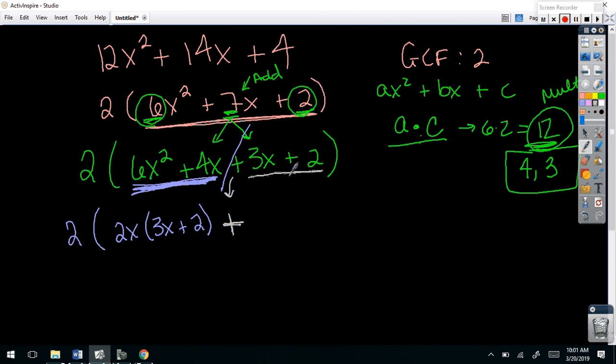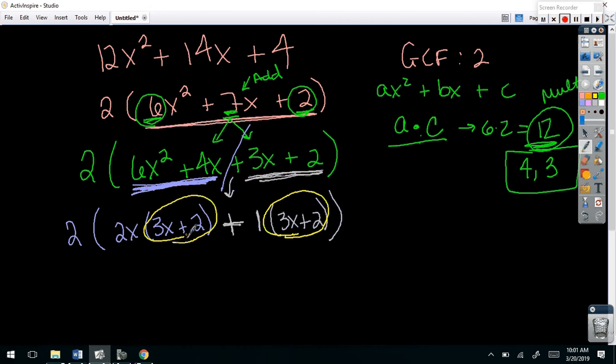Now, look at the second half. GCF? 1. If you don't see a GCF, you can always take out a 1, right? So if you take out a 1, what's left? 3x plus 2. Okay? Now, do you notice something that they share? Look at this whole piece right here. Do you see that? They're exactly the same.